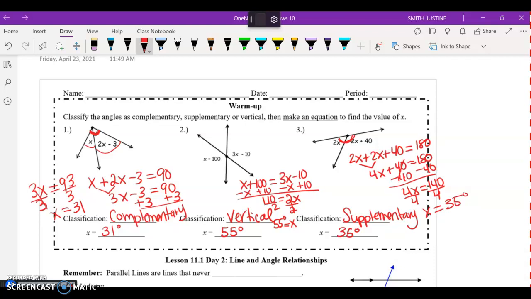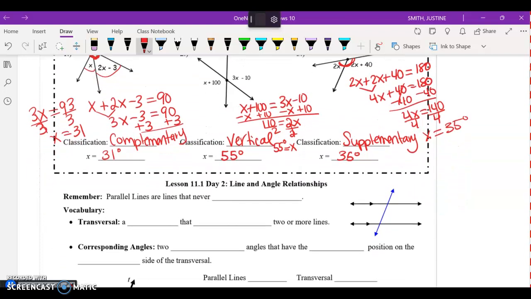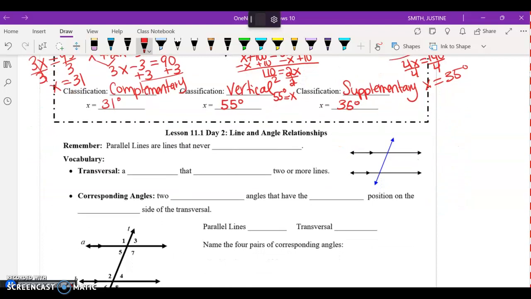Okay, so hopefully you checked your warm-up answers. And again, if you had anything that you didn't get, make sure you make corrections on that. For today, we're going to look at a couple more line and angle relationships. The first thing we're looking at is parallel lines cut by a transversal and what that forms.